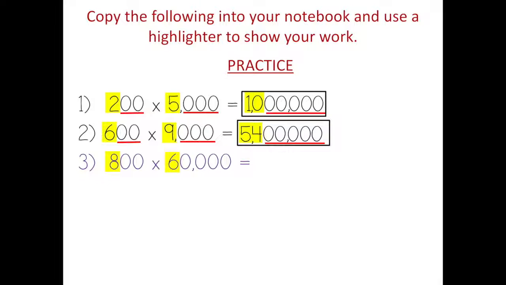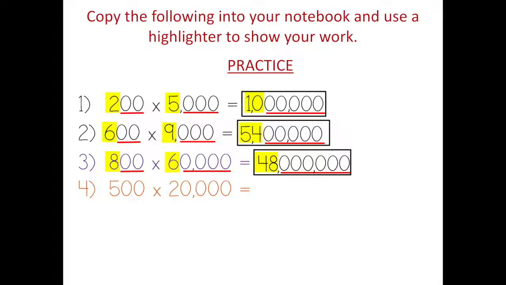To begin, we highlight 8 times 6. 8 times 6 is 48. Next, I'm going to take a look at the place value. 800 has 2 zeros in it, and 60,000 has 4 zeros in it. So my answer should account for all of those place values. I have a total of 6 zeros, so I'm going to add 6 zeros into my answer before adding my commas and boxing it. 800 times 60,000 is 48 million.